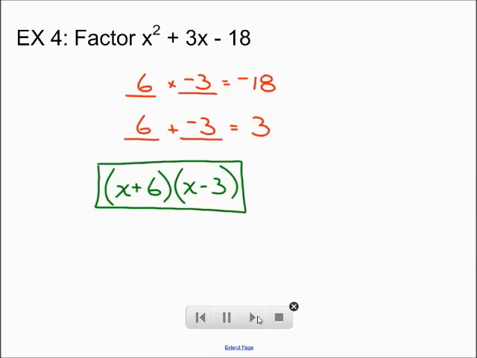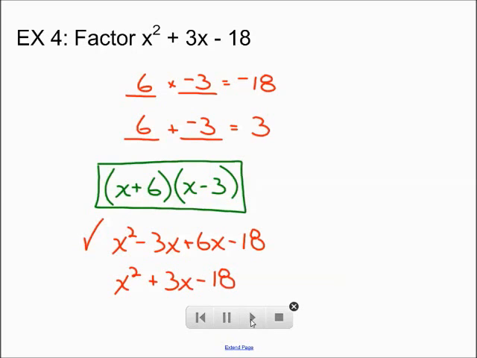And again, we can check our answer. This is all multiplying binomials, which we learned in an earlier lesson. It should also be noted that these two binomials can be reversed. It doesn't matter if you have x minus 3 and x plus 6.